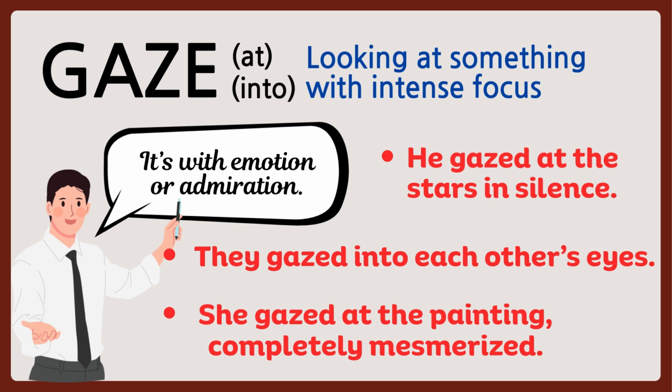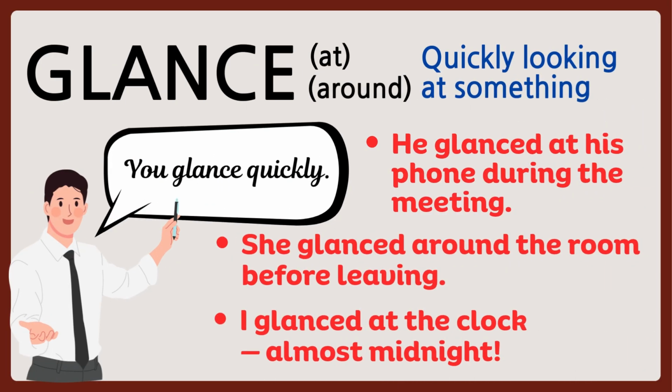This shows someone being so captivated by a piece of art that they can't look away. So, gaze is long and emotional, and is usually followed by at or into. Glance means to take a very quick look. It's fast, intentional, and usually used just to check something. You'll often hear glance at when talking about looking at something briefly, or glance around when scanning your surroundings quickly.